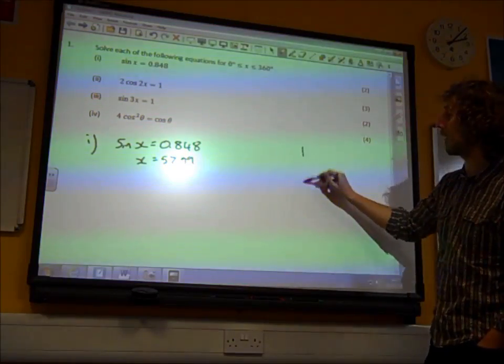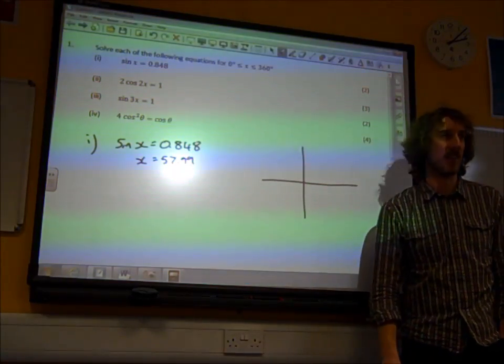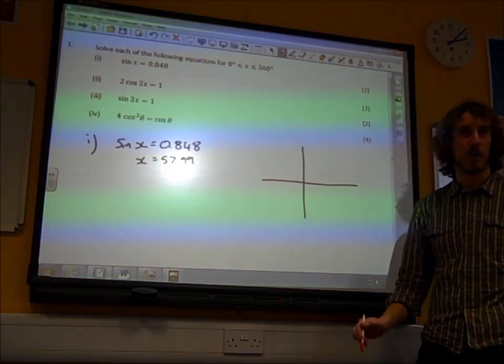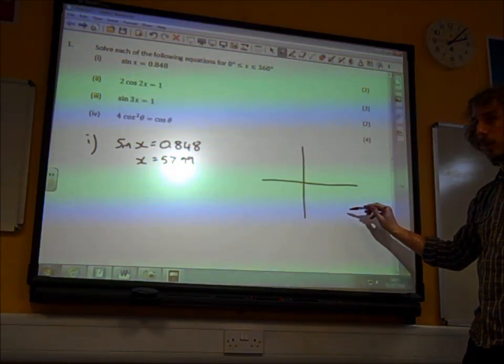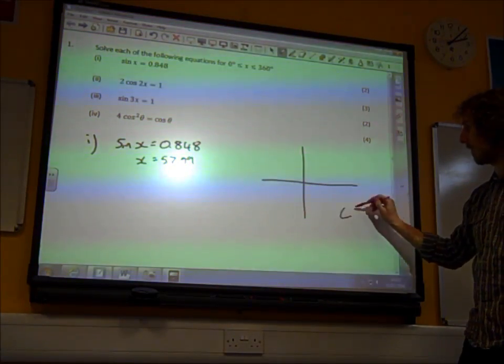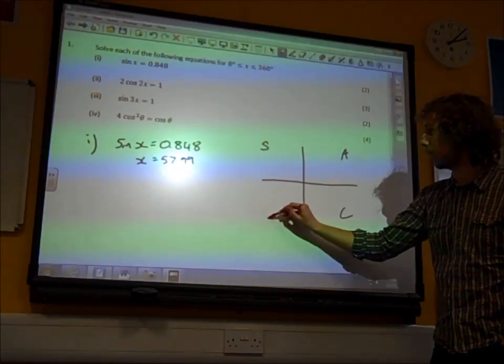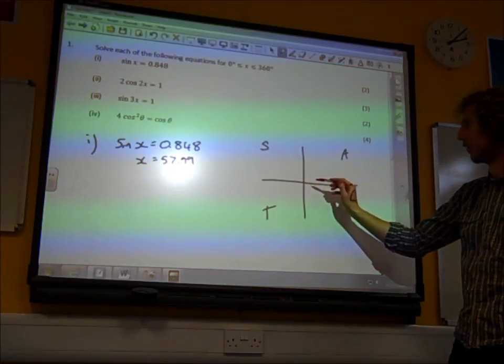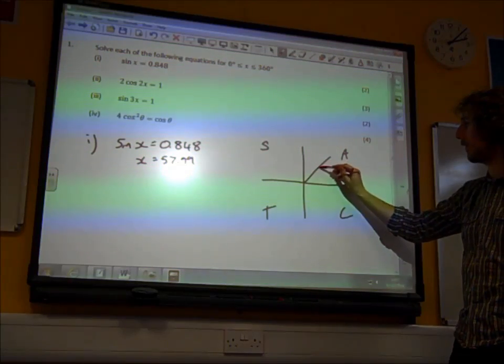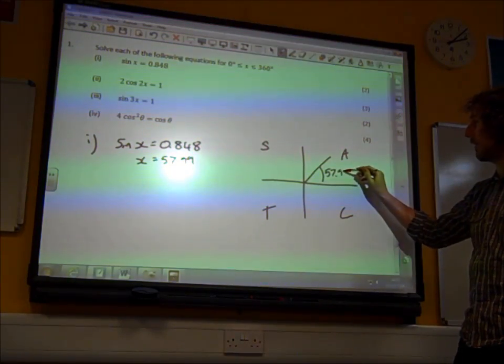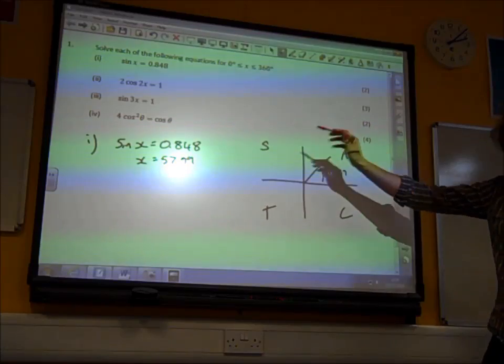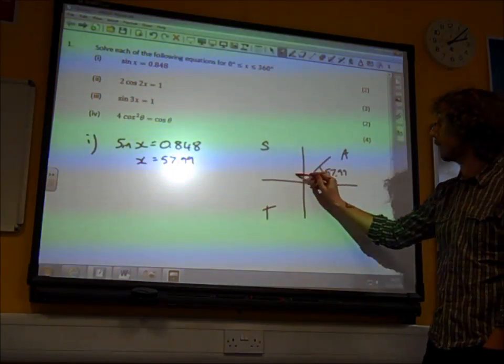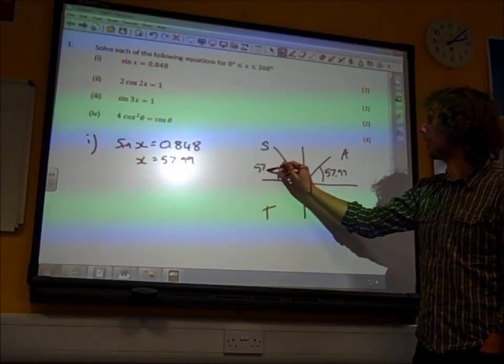Okay, we're going to go straight to our favourite cast diagram. Caterpillars attack slimy toads. It's toad carnage. And we mark it in there, 57.99. It's in the A quadrant and the S quadrant, because it was sine and it was positive. So we mark it there as well.